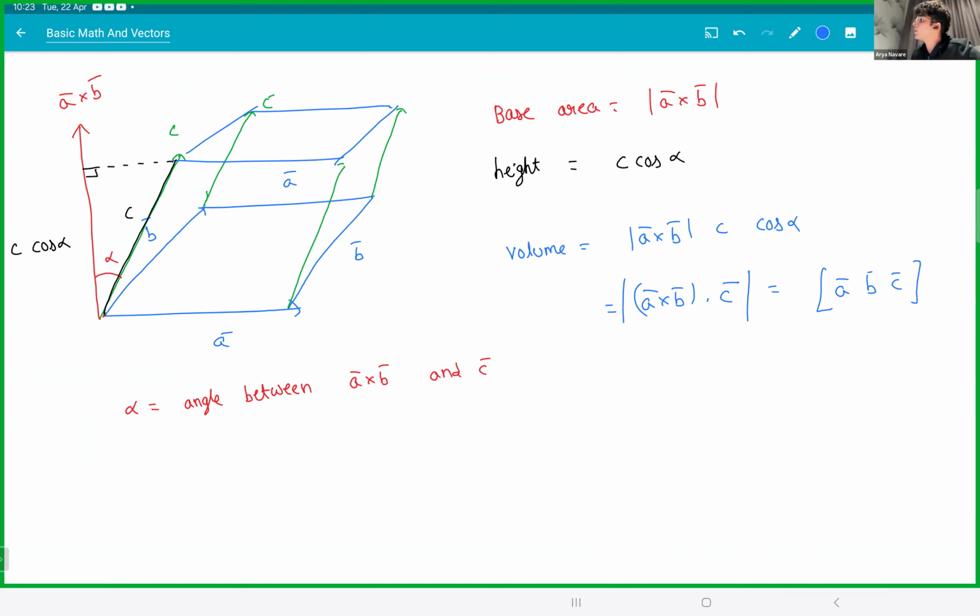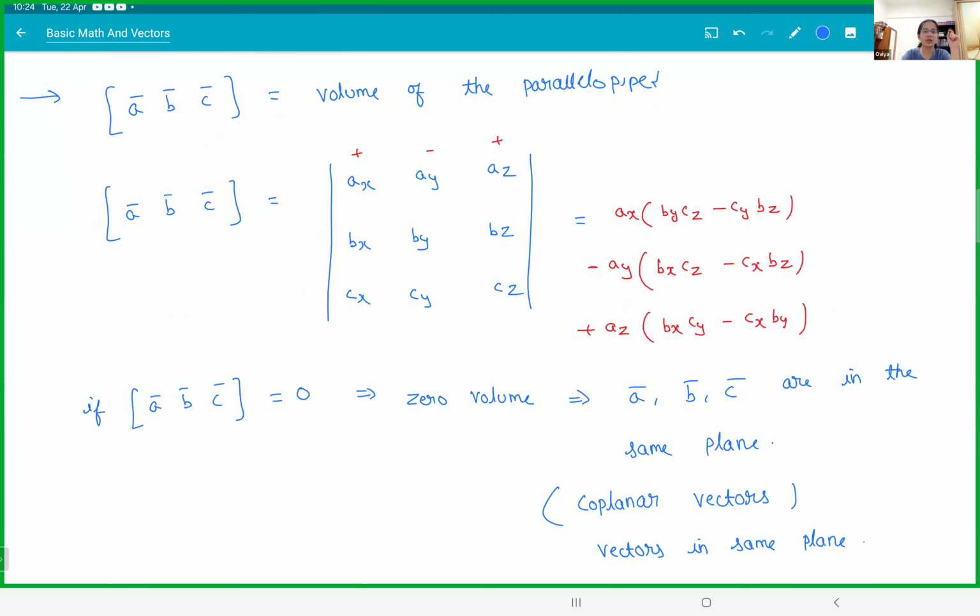Sir, in general situations, how do we find the alpha angle? You need to get A cross B, you need to get C bar, then take the dot product. There is no other way. It depends on what vectors you have. Do you have A, B, C? If you have A, B, C, then you can find alpha, right? Yes.